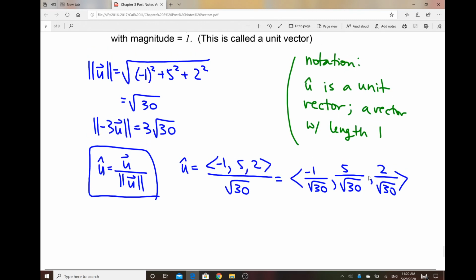If you try to use the Pythagorean theorem for this unit vector, eventually the length is going to be 1. Let's say you take the square root of (-1 over root 30) squared plus (5 over root 30) squared plus (2 over root 30) squared. Once you sum up all those three squared numbers and take the square root, you'll get 1. That's why it's called a unit vector.